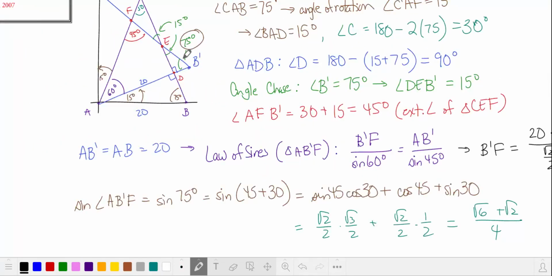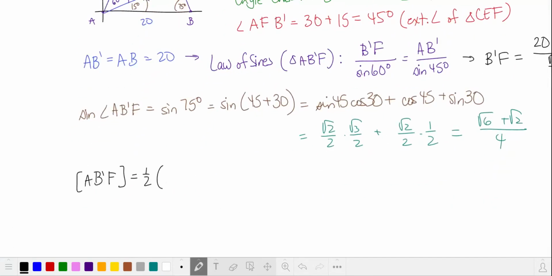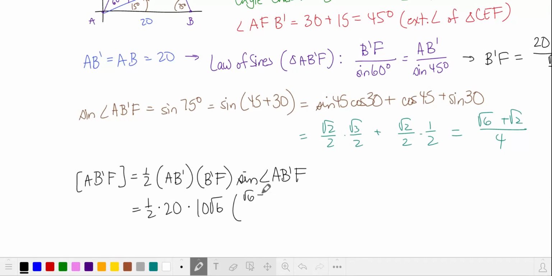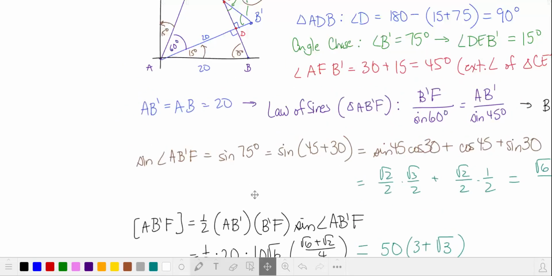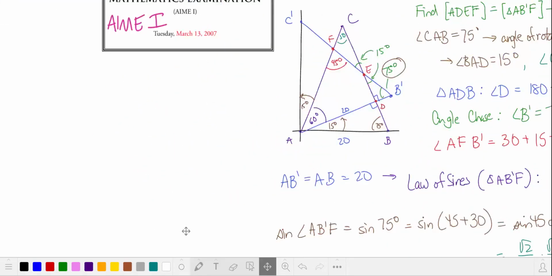Now we have two side lengths and the included angle, so we can find the area of this triangle. Our two sides are A, B prime, and B prime to F, times the sine of their included angle, A, B prime F. And we'll substitute. This is 20, this is 10 root 6, and then we have this sine. Multiplying this out and canceling, and we can factor out 50. We get 50 times 3 plus root 3. That's our first area.